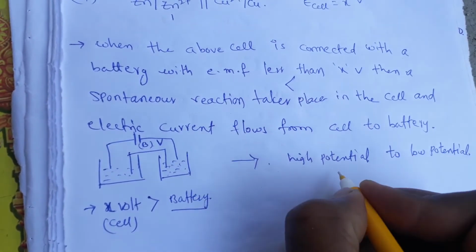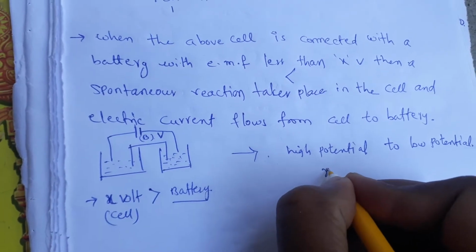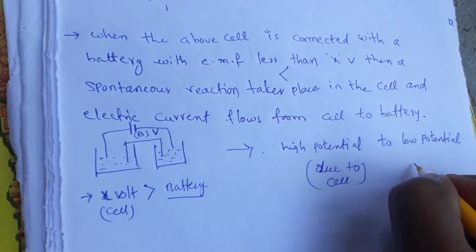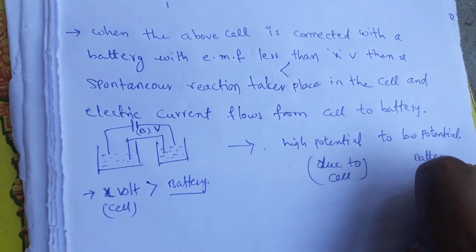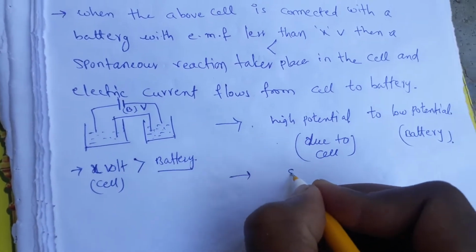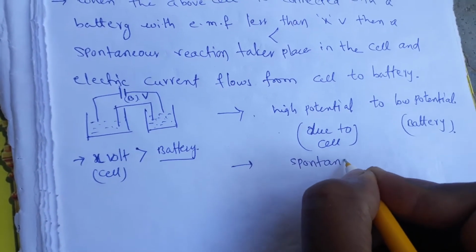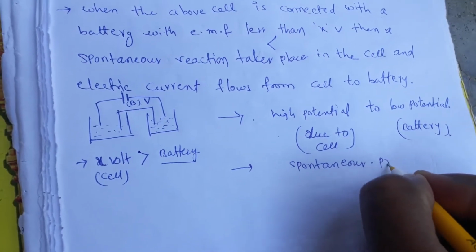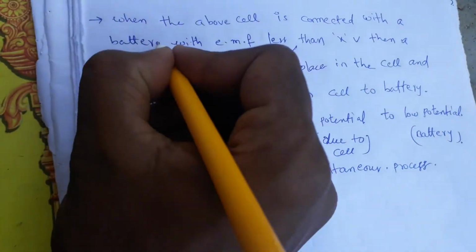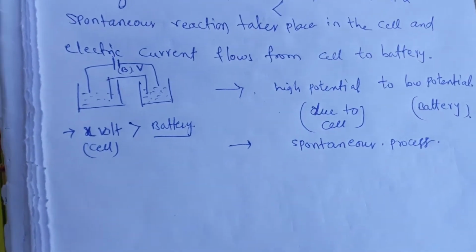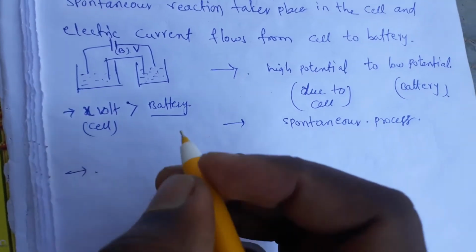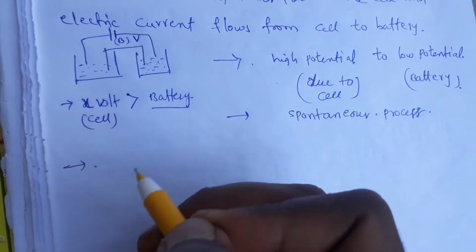Where is the high potential? It is due to the cell. From high potential to low potential, this reaction we call a spontaneous reaction, a spontaneous process. From the cell to the battery, the generated electricity is charging the battery. That means the potential difference of the cell is greater than the battery.